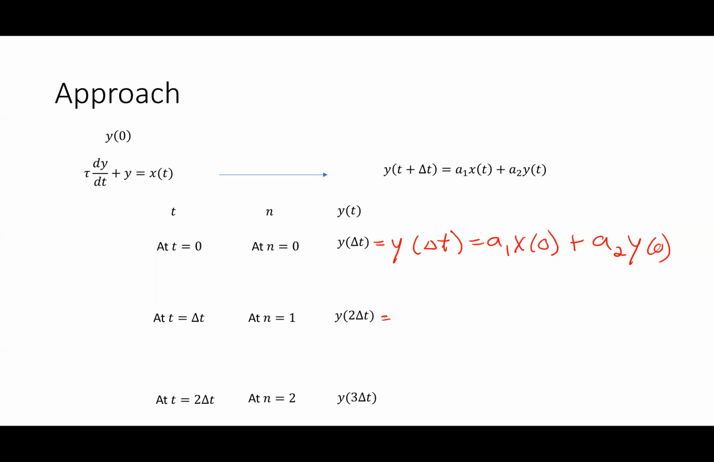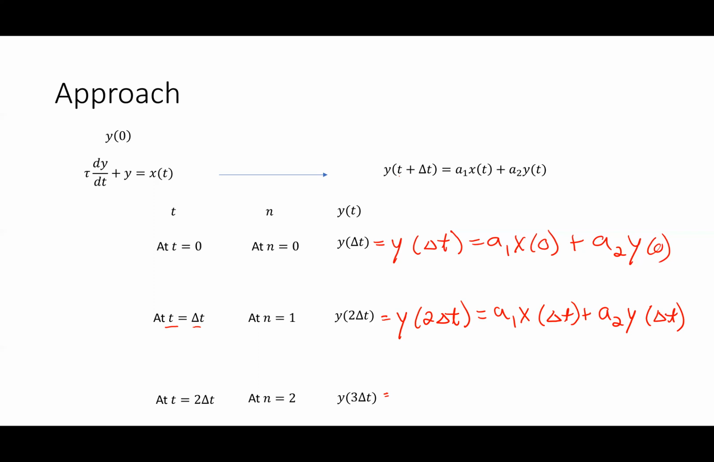What am I going to get at 2 delta t? What's that going to be? When time t equals delta t, I'm getting delta t plus delta t, so I get y of 2 delta t. What's that going to be equal to? When the time equals delta t, I plug that in to my t value, so I get A1 times what? X of delta t plus A2 times y of delta t.